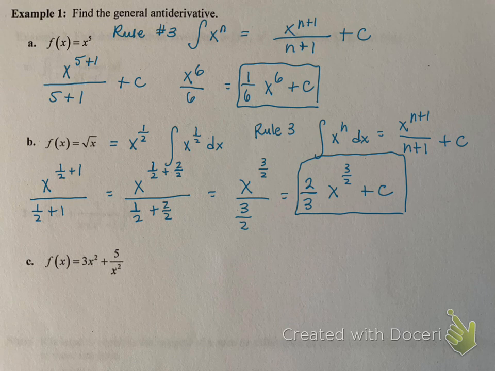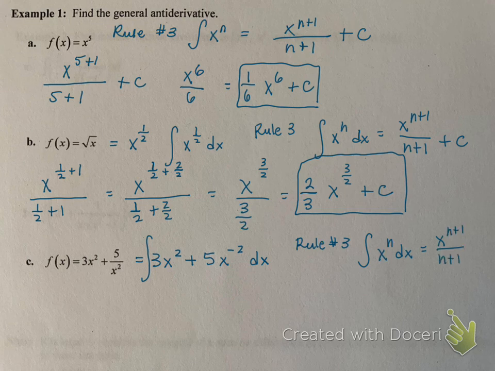And finally, for part c, if we look at that, it's asking us to do something that looks more like a polynomial, sort of. We have 3x squared plus 5 over x squared. So I need to rewrite that because I don't have a rule that says how to deal with 5 over x squared. But I can rewrite this to look like this. Okay, so if I let that be my function and I want to take the integration of it in terms of x, I'm going to use rule number 3 again. So once again, rule number 3 says x raised to the n, if I take the integration of that in terms of x, it's going to give me x to the n plus 1 all over n plus 1 plus c.